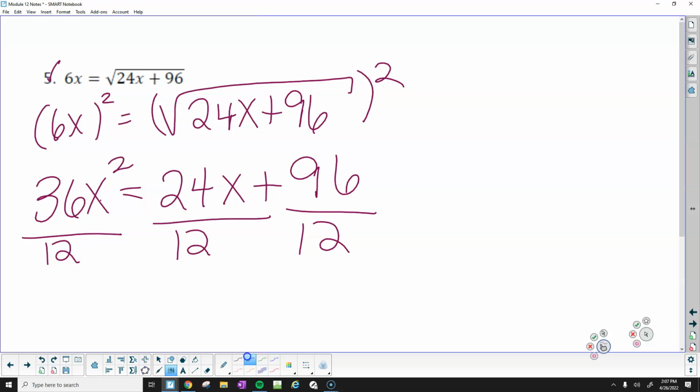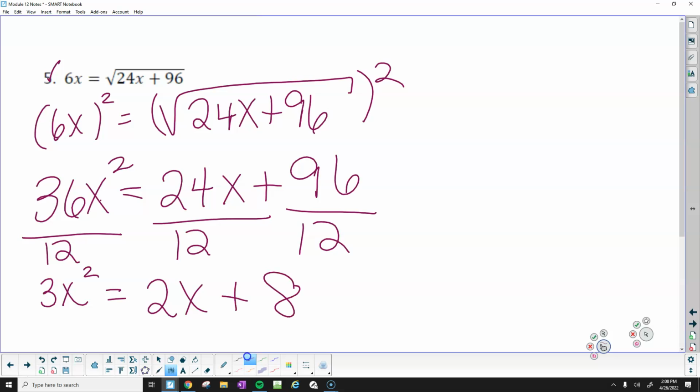When you see big numbers, you gotta see if you can divide. All of our numbers in this unit should be small. So that's going to be 3x squared, and that's going to be 2x. What is it? 96 divided by 12? Is that 9? 5? 7? 8. Or 8. 8.